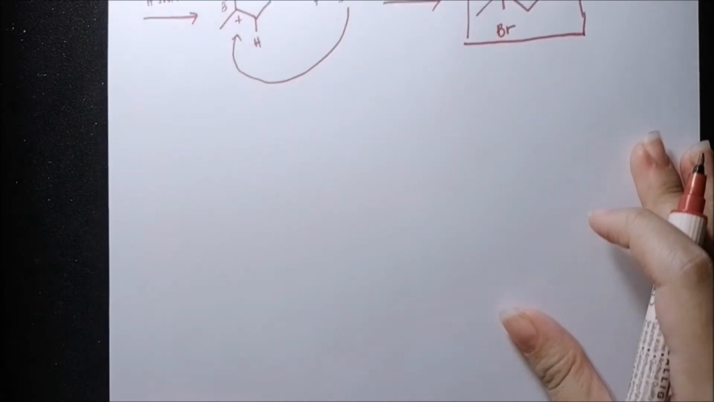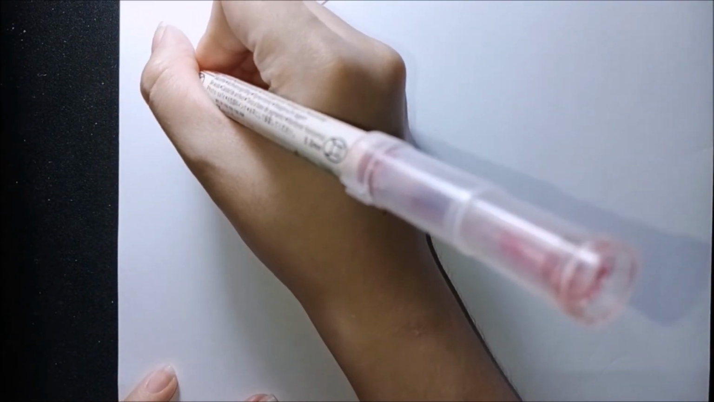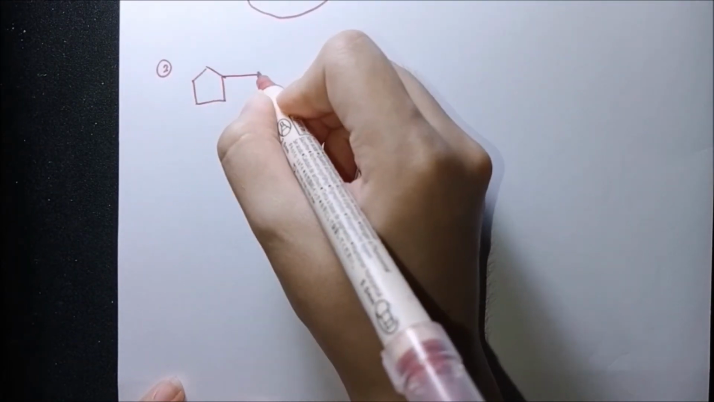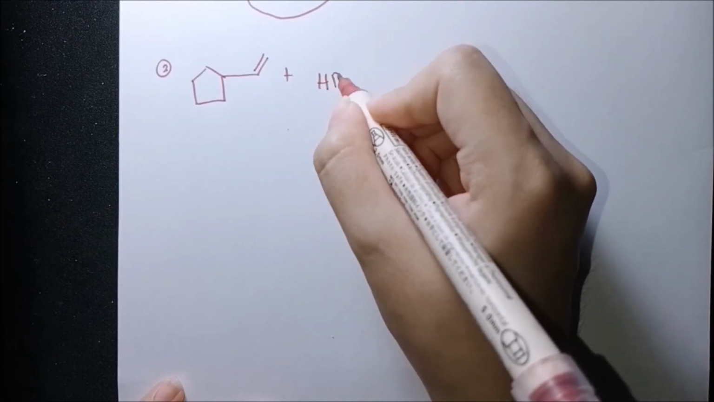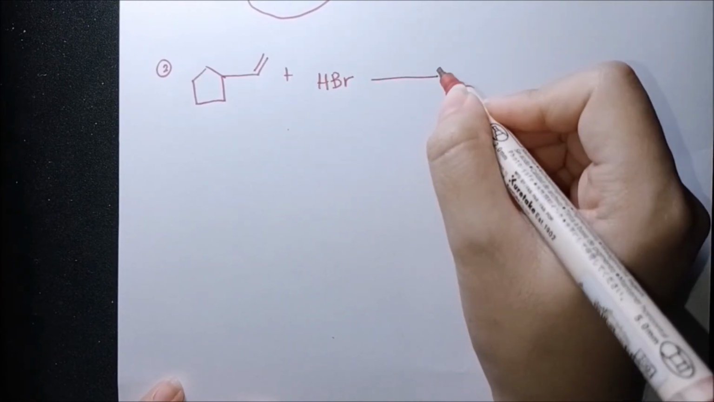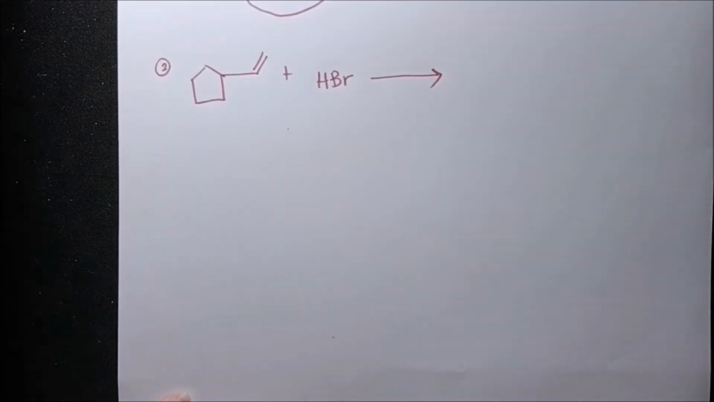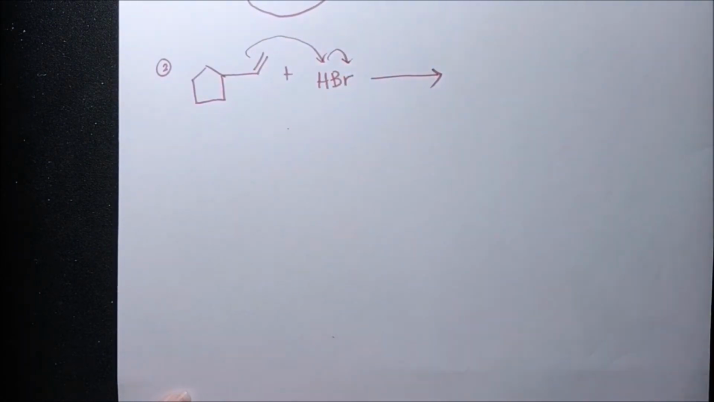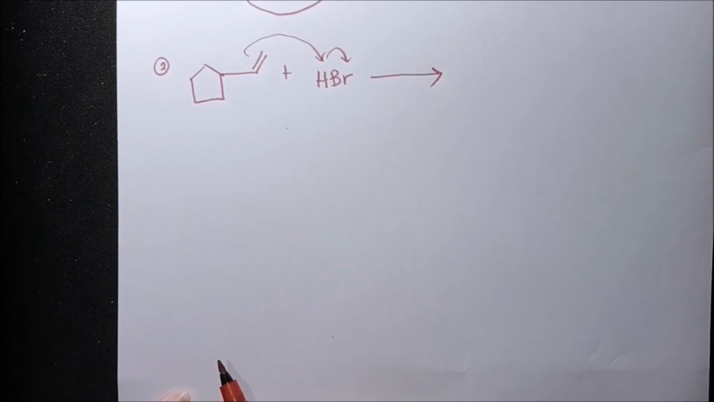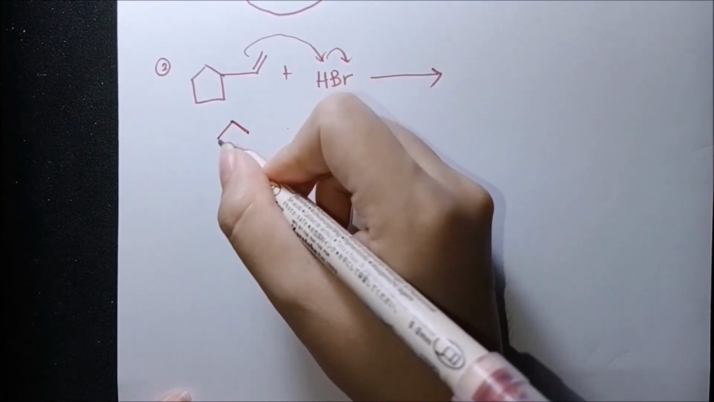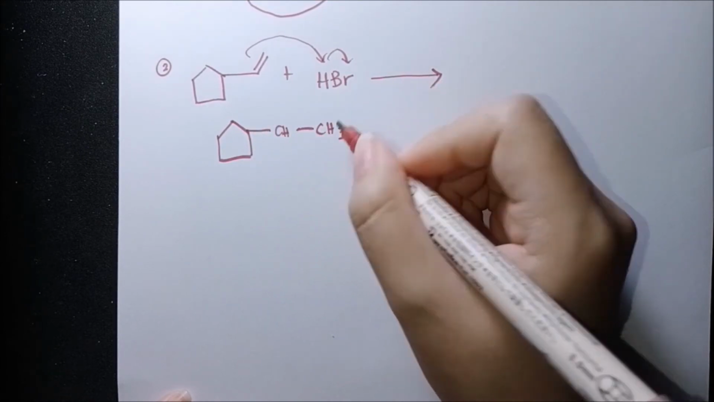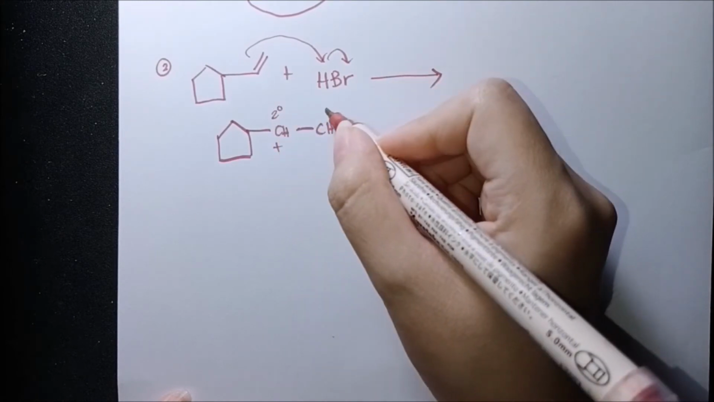For number 2, we have here a vinylcyclopentane reacting with hydrobromic acid. Again, you may pause the video if you wish to answer this problem on your own first. First, we know that the hydrogen will attack the double bond here, and the bond between the hydrogen and bromine will break, and so we will have this secondary carbocation, which is more stable than the primary carbocation that would be produced if we take the hydrogen from here, on the primary carbon.